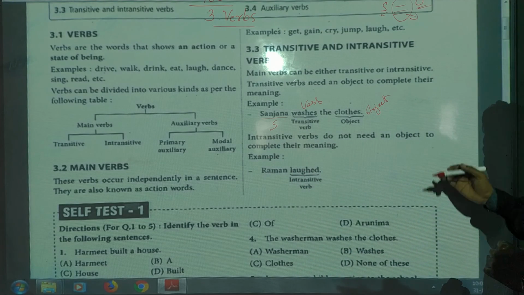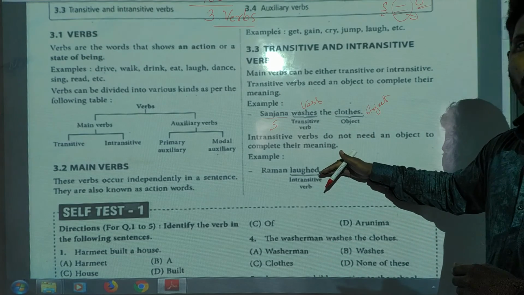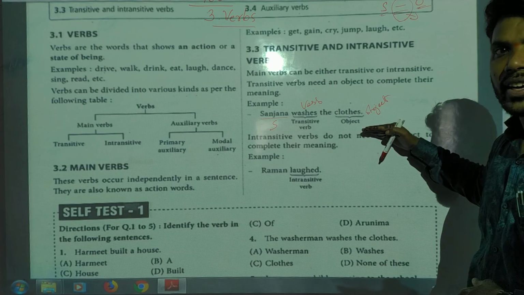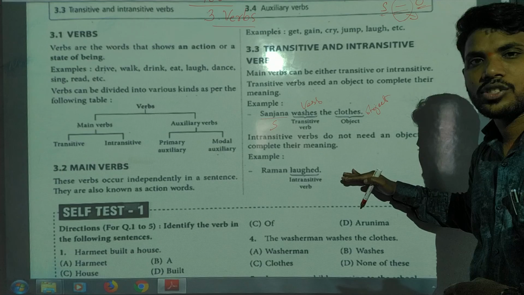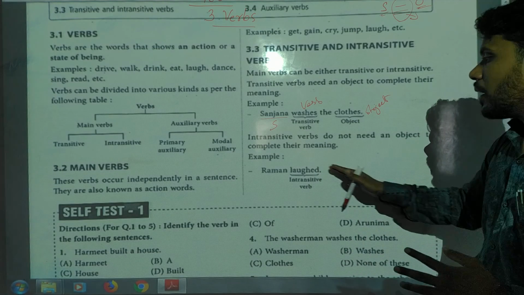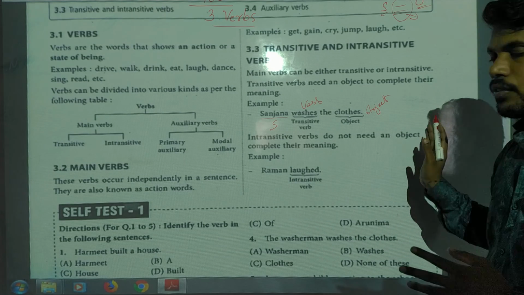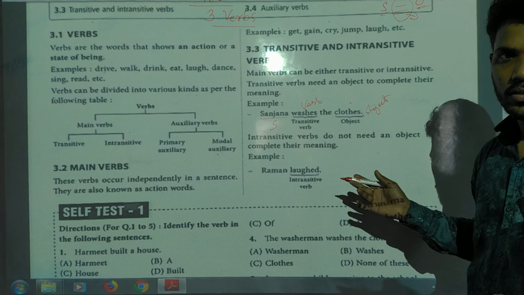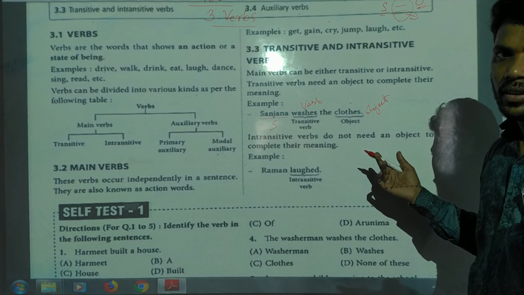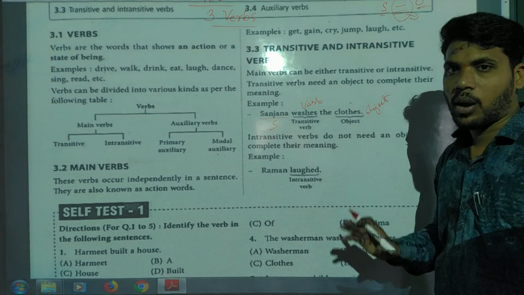Intransitive verbs do not need an object to complete their meaning. So it is the opposite. In transitive verbs, we compulsorily need an object. But when it comes to intransitive verbs, there is no need to write an object. There is no compulsory rule to write an intransitive verb with an object. See here, example: Raman laughed. I cooked. I laughed, I played, we played. Like that we can write. So there is no need for an object.